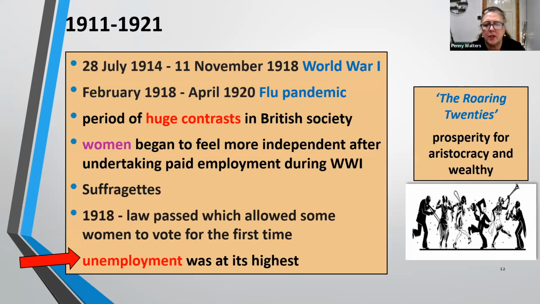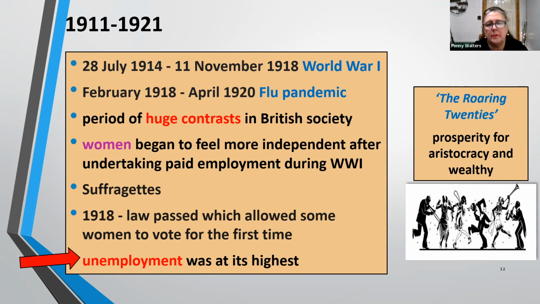So let's now start wafting into 1921. So between 1911 and 1921, we sadly saw World War I between 1914 and 1918. Whilst we have all had a degree of impact with COVID, we can now fully comprehend the flu pandemic that was rampaging between 1918 and 1920.